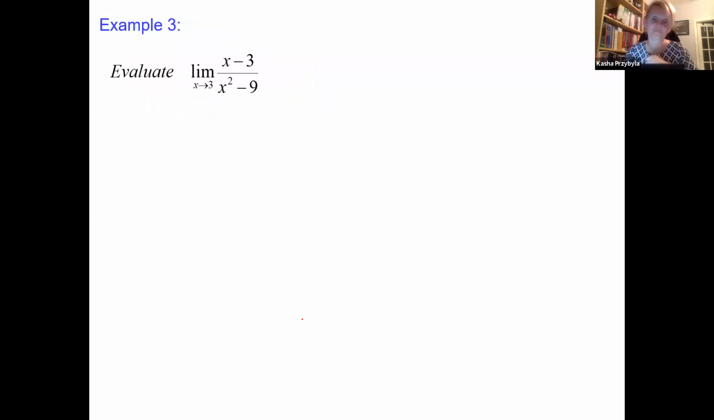Example number 3. Really nice, almost the same concept that we just did. Find the limit as x goes to 3 of the rational function x minus 3 over x squared minus 9. We can see right away, when I substitute 3, I have 0 over 0. And the function is not defined at 3.